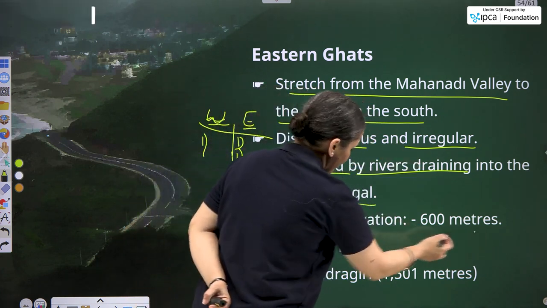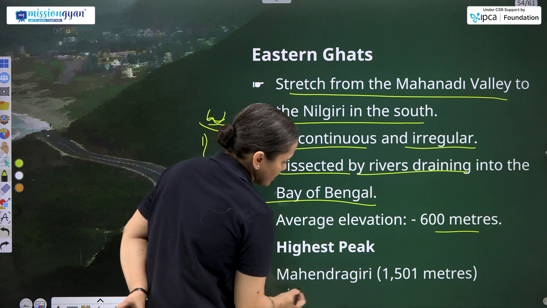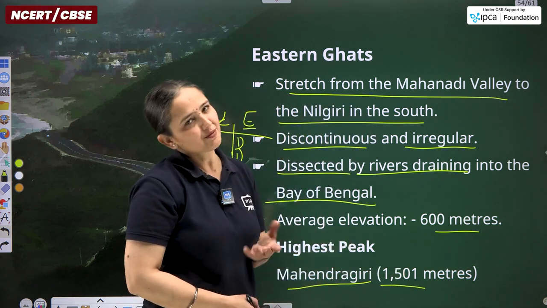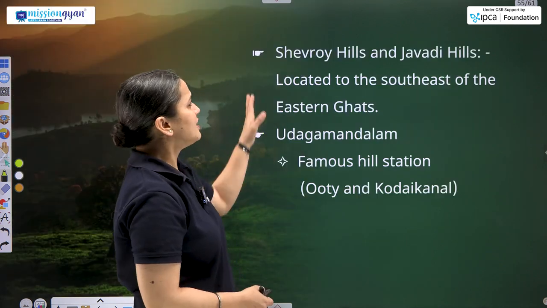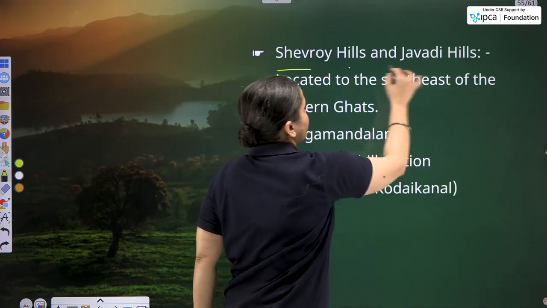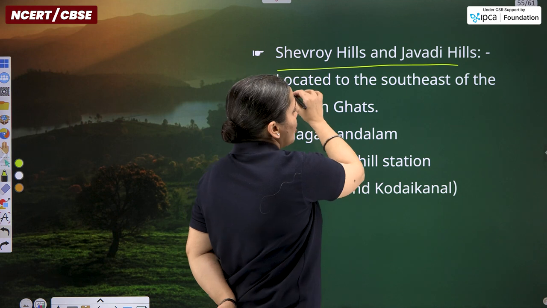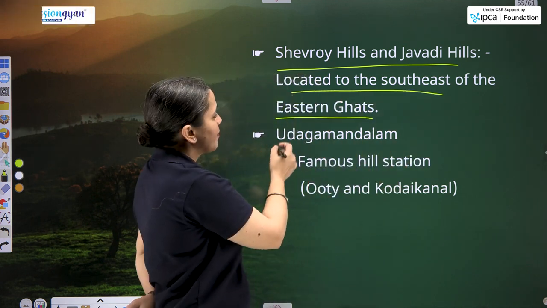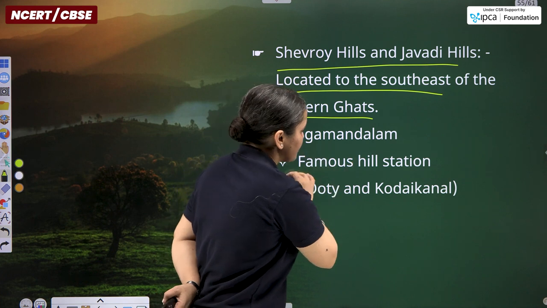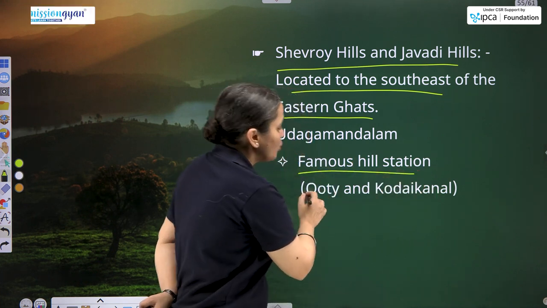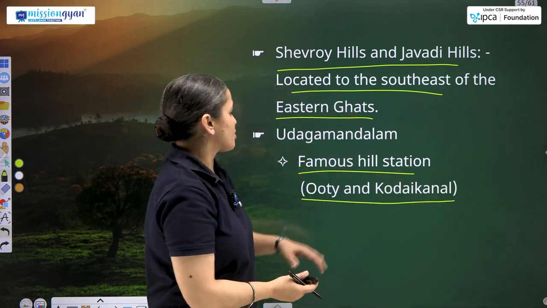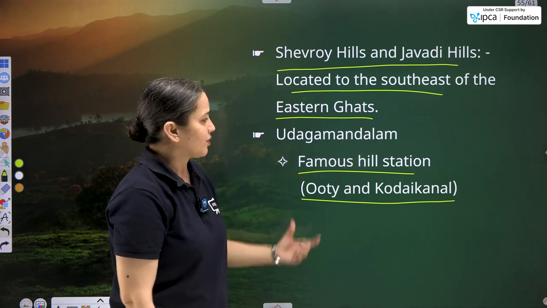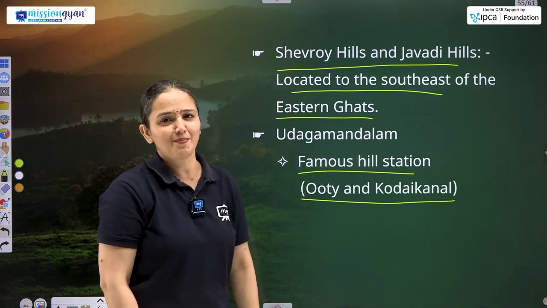Average elevation is 600 meters and the highest peak is Mahendragiri, having a height of almost 1500 meters. Then Shevaroy Hills and Javadi Hills are prominently located to the southeast of the Eastern Ghats. Then we have Udhagamandalam, a famous hill station, and also Ooty and Kodaikanal. These hill stations lie in this particular part of the Eastern Ghats itself. Quite an awkward name, but it can be learned easily.